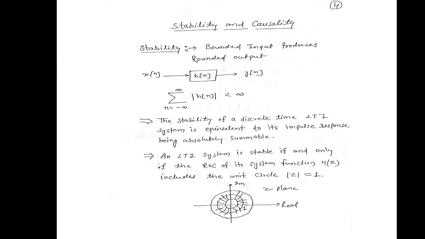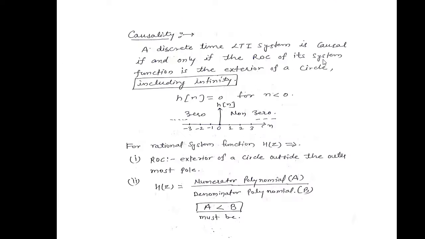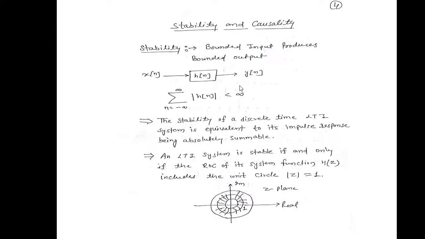So for the condition of stability, the sum of mod of h of n from minus infinity to infinity must be less than infinity. If the impulse response is infinite for any type of LTI system, then whatever x of n is applied to that system, it will produce an infinite output, and we don't want an infinite output, because if the output is infinite, then the value is undefined. So the impulse response must be less than infinite.